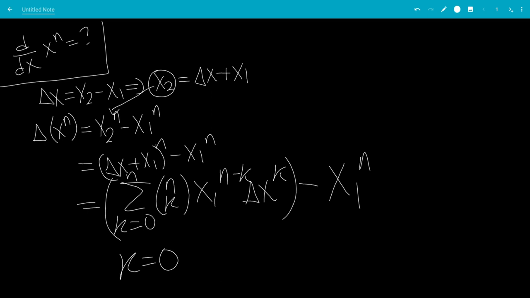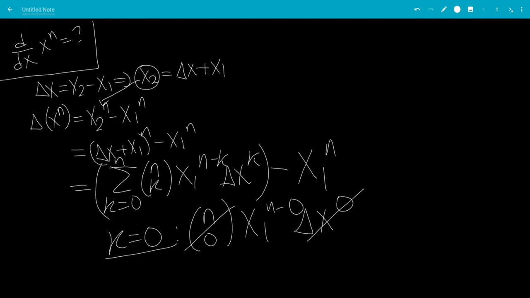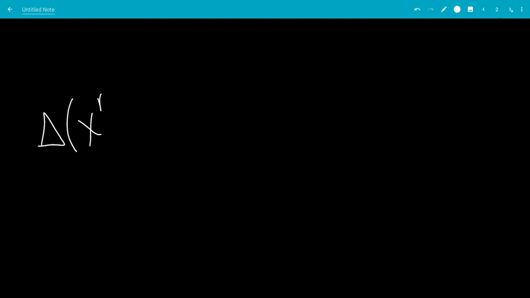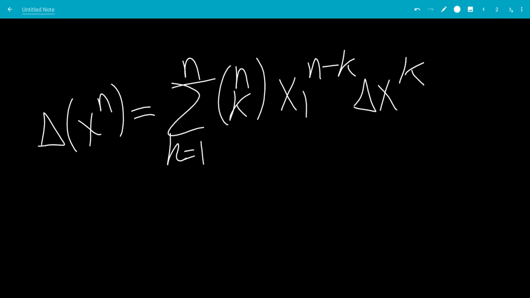So the k equals 0 term will be n choose 0, x1 to the n minus 0, and delta x to the 0. That would be 1, that will be 1. x1 to the n will just be x1 to the n power, and this will cancel with this term, which means that k starts at 1 now. So we have that delta of x to the n is the sum from k goes from 1 to n of n choose k, x1 to the n minus k, then we have delta x to the k power.